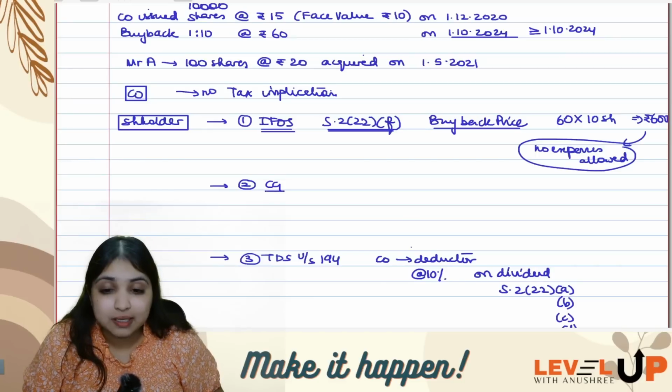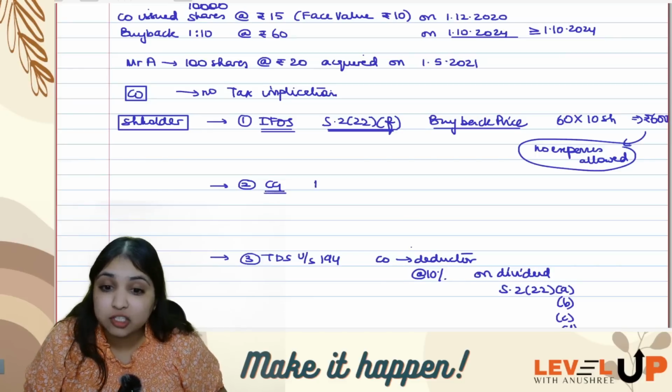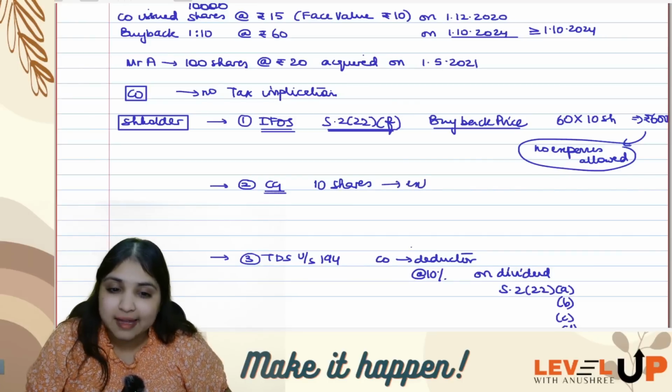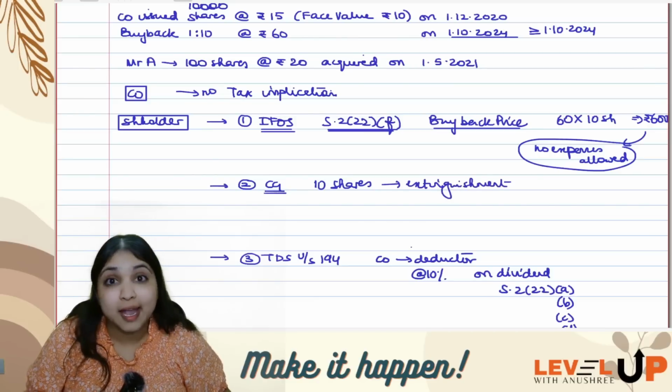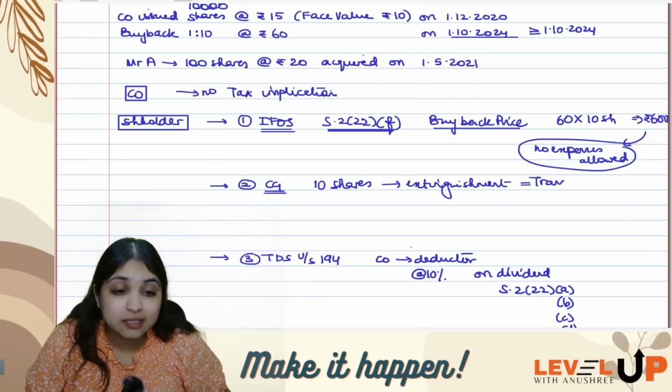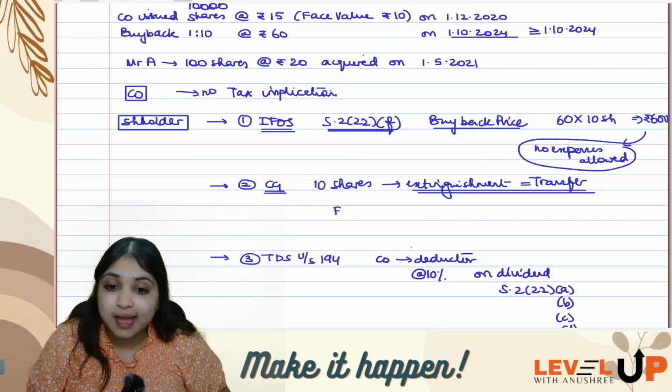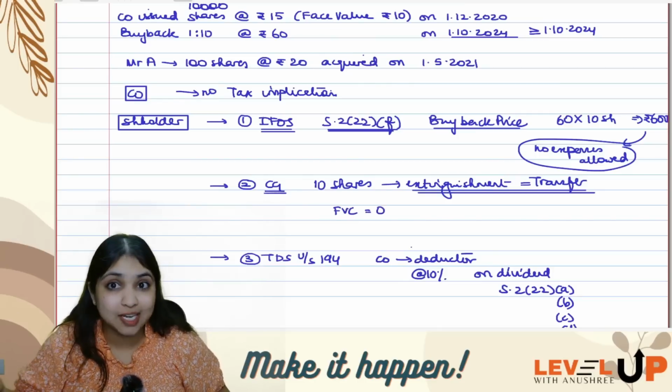In capital gains, these 10 shares which are being bought back by the company from Mr. A, we will treat as if there is an extinguishment of these 10 shares. Extinguishment is considered a transfer, guys. So because there is a transfer, there will be a capital gains computation. But we will treat it as if the full value consideration is 0. Why?